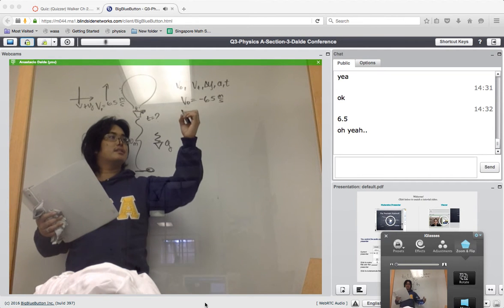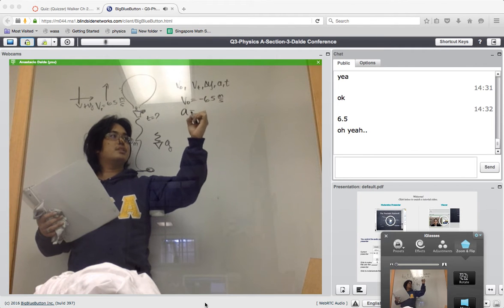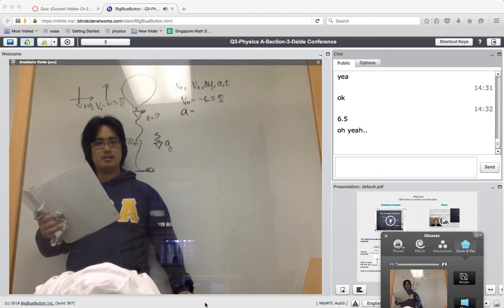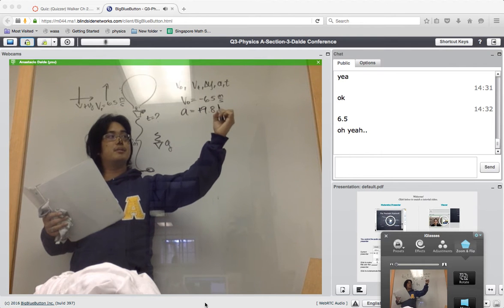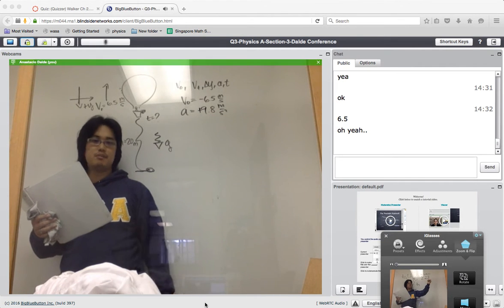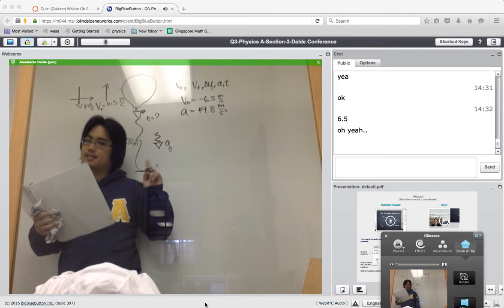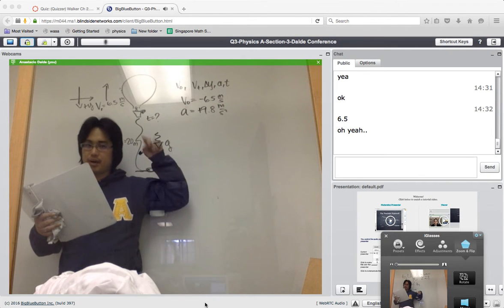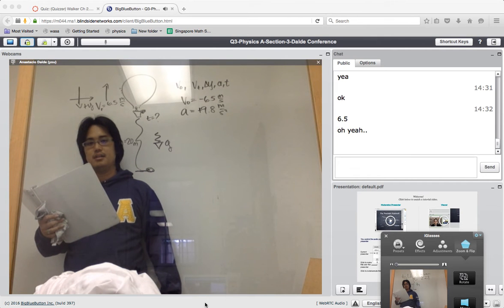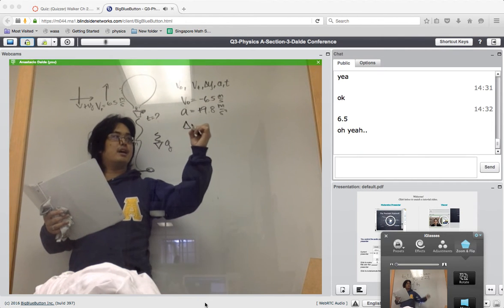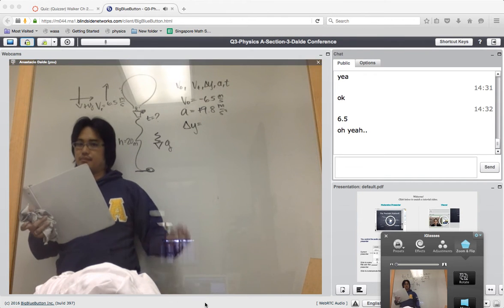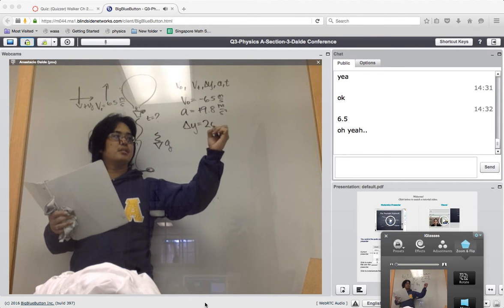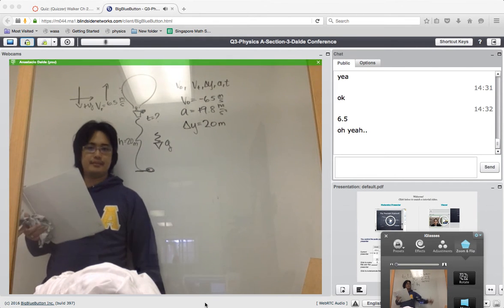The other thing is, acceleration is what? It's positive 9.8 meters per second squared. Most people say negative 9.8 meters per second squared. Yeah, but this time gravity's pointing in the down direction and our positive direction is in the down direction. Our delta y, we know that. Our delta y is positive 20. Okay?